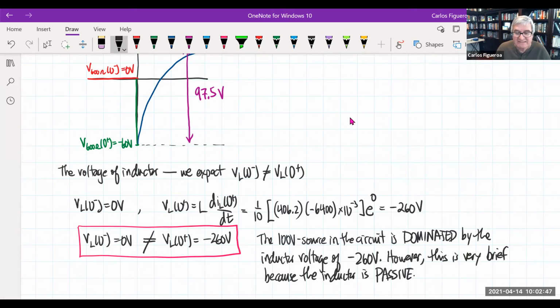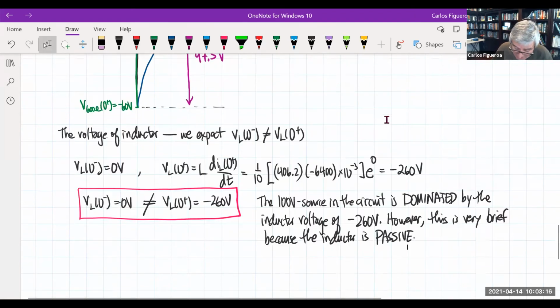It cannot sustain this guy for very long. And so what happens? Well, it runs out of juice, and essentially the 100 volt source then takes over and charges the 600 ohm to a different polarity, right? The fact that you get this negative 60 volts for the 600 ohm resistor is due to the inductor's negative 200. Let me make sure that I'm saying this right.